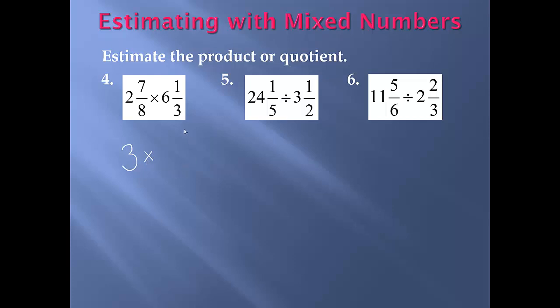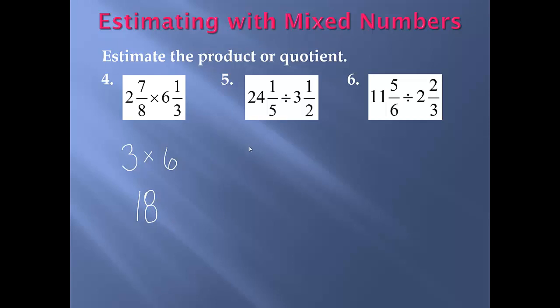And now I do the same thing for 6 and 1/3. For 6 and 1/3, I need to figure out what would 1/2 be if I have thirds. Well, half of 3 is 1 and 1/2, or 1.5. My numerator, which is 1, is less than 1.5. So my fraction 1/3 is less than 1/2. So I'm going to keep the 6 the same, because 6 and 1/3 is closer to 6 than it is to 7. Now I'm going to go ahead and multiply 3 times 6, and I get 18. So 18 would be my estimate for 2 and 7/8 times 6 and 1/3.